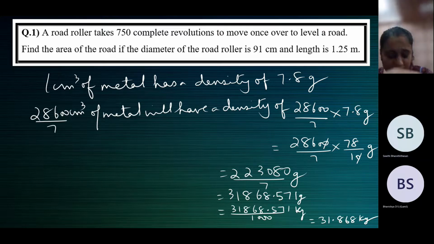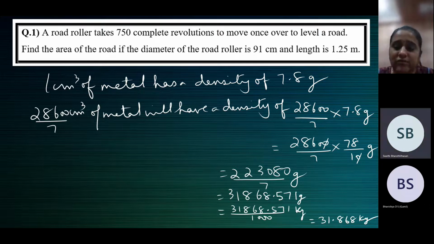So tell me your fraction. Let me divide and see if you're getting the same answer. 5,577 by 175. Yeah, perfect. 31.868. Perfect.